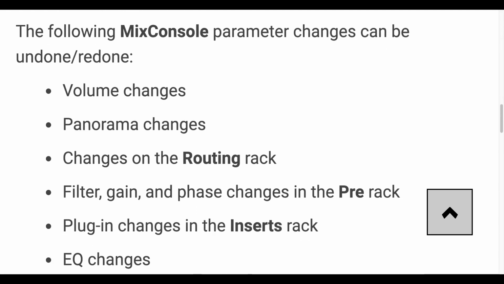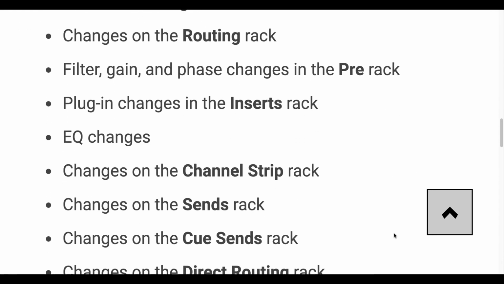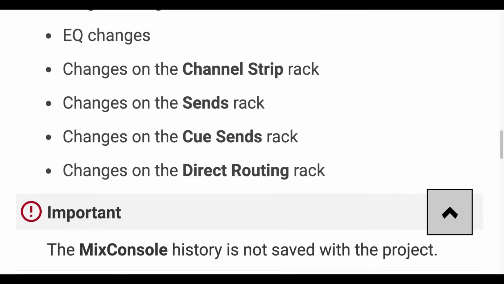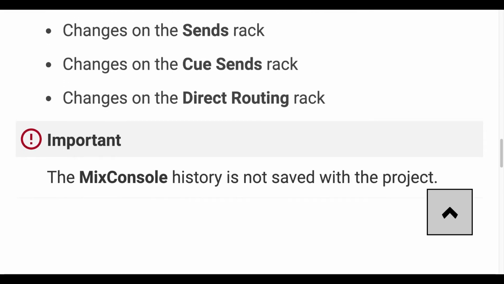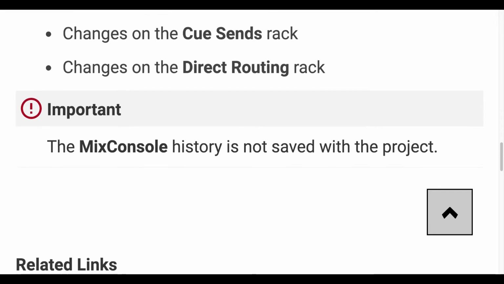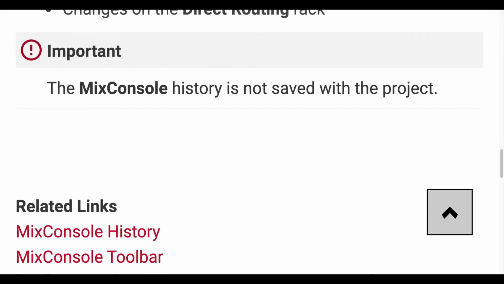The following MixConsole parameter changes can be undone/redone. Volume changes. Panorama changes. Changes on the routing rack. Filter, gain, and phase changes in the pre-rack. Plugin changes in the inserts rack. EQ changes. Changes on the channel strip rack. Changes on the sends rack. Changes on the Q sends rack. Changes on the direct routing rack.